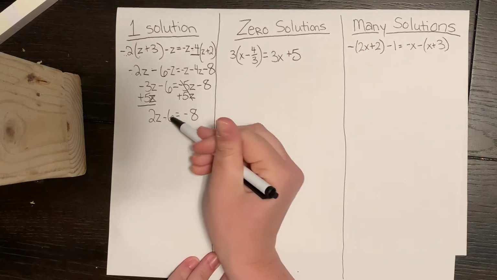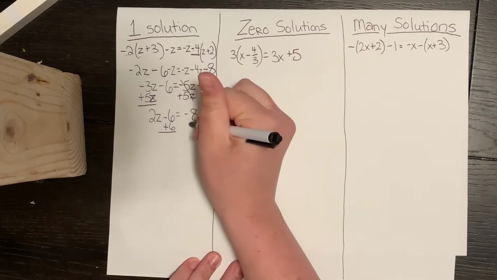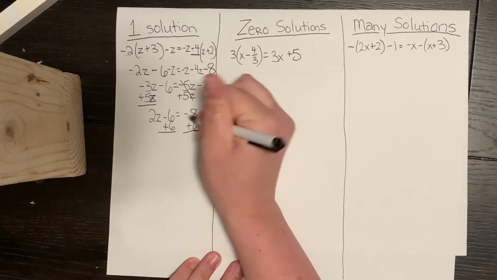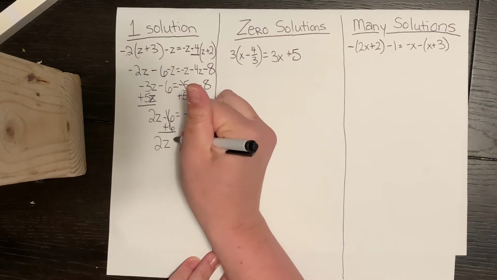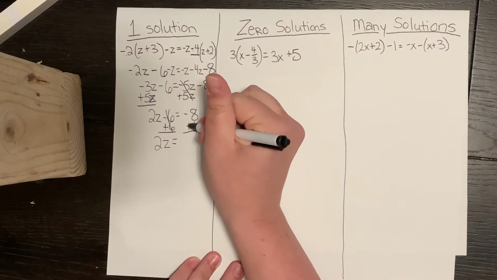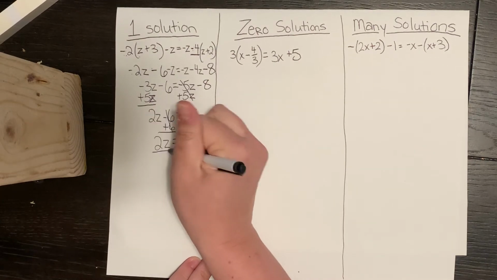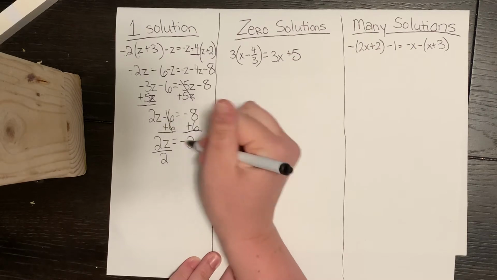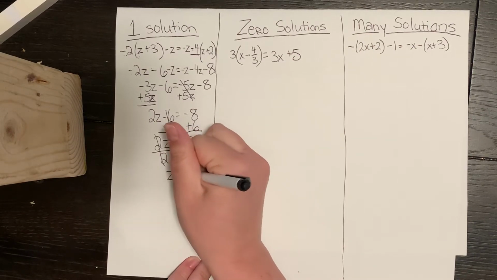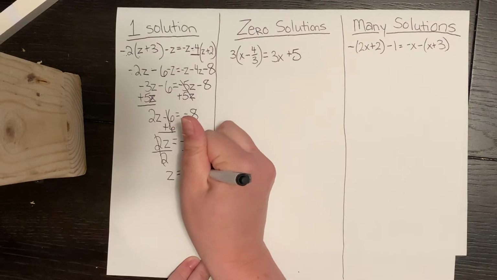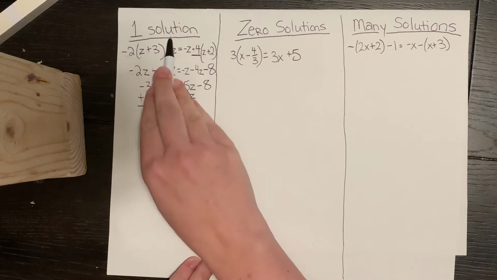I'm going to move the negative 6 by doing the inverse. Now I have 2z equals negative 8 plus 6, which is negative 2. Divide by 2, because it was multiplied by 2. Z equals negative 1. So I do have one solution.